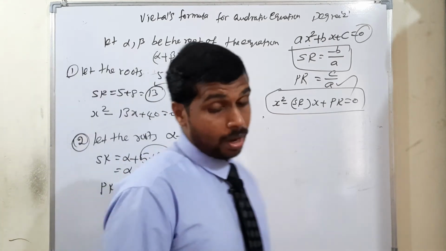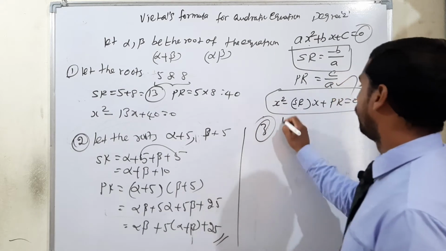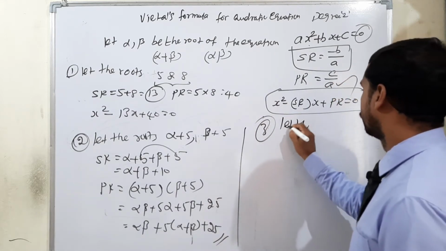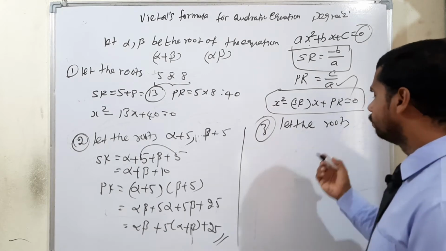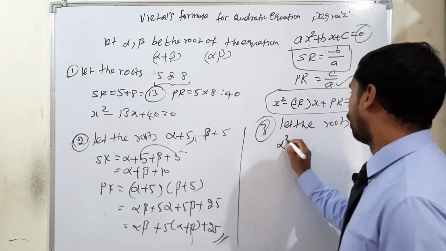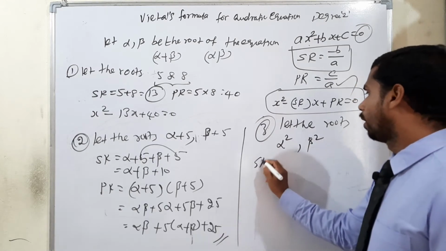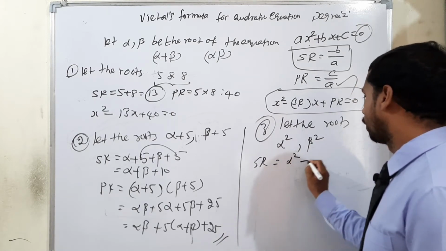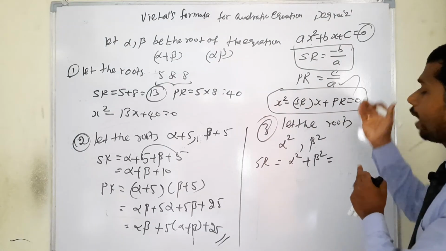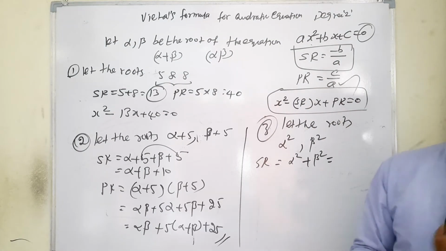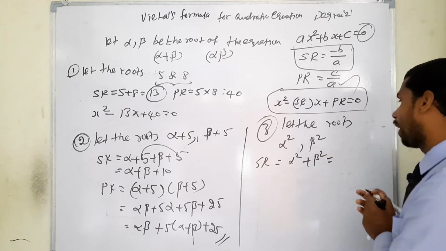Okay, now another example, number 3. Let the roots be alpha square and beta square. First, sum of the roots, what will happen? Sum of the roots means alpha square plus beta square. So alpha plus beta and alpha beta, only then we can apply sum of the roots and product of the roots. So what we have to do? Alpha square and beta square is there.